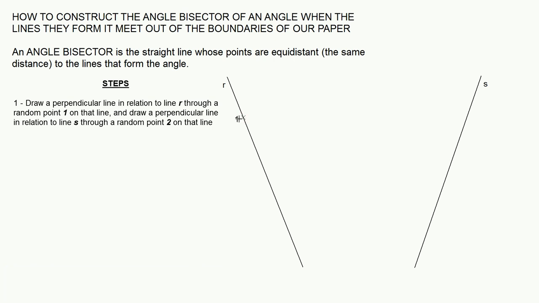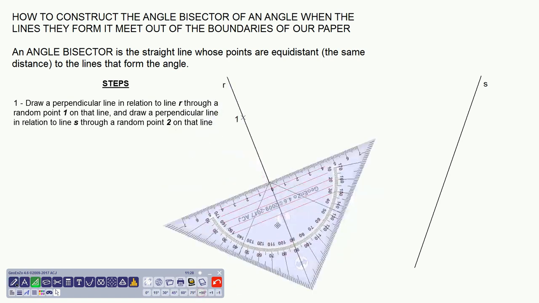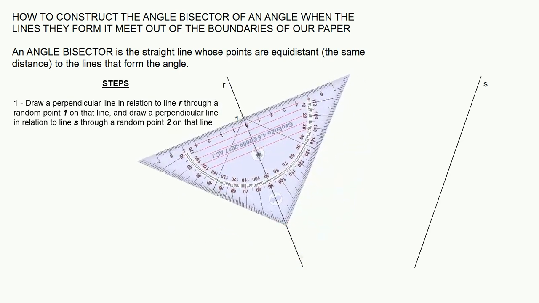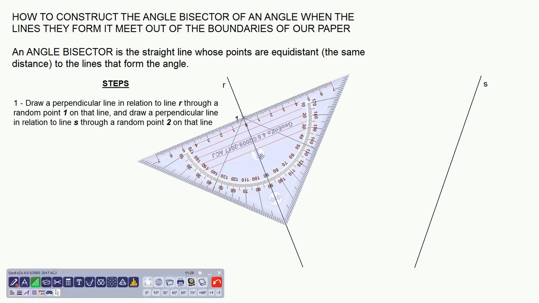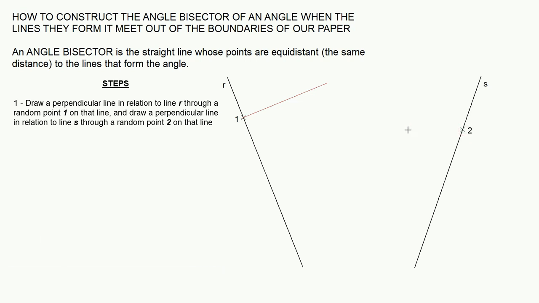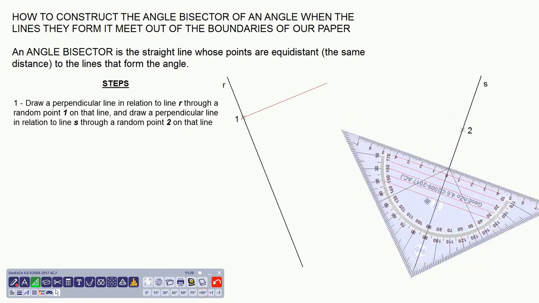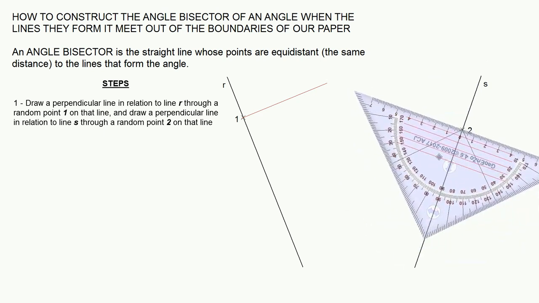First, we choose a random point on straight line R. We draw a perpendicular line to straight line R that goes through point 1. This one. And we do the same with any other random point on straight line S, for example point 2, and we draw a perpendicular line in relation to line S that goes through point 2. The one I'm drawing now. This one.